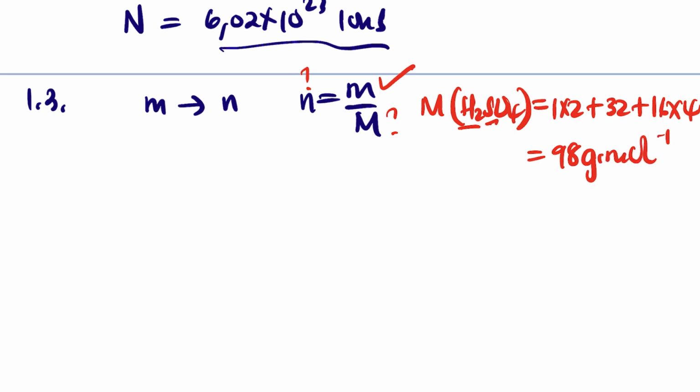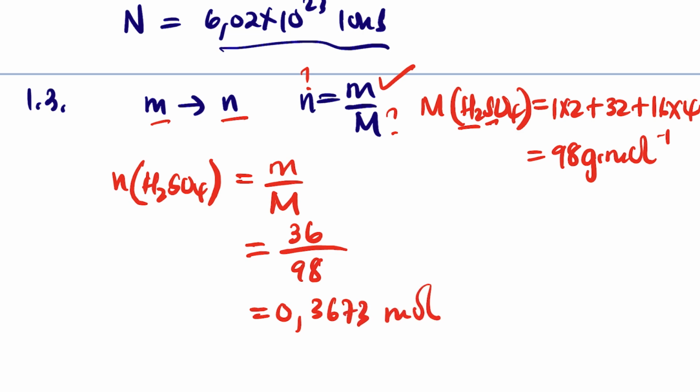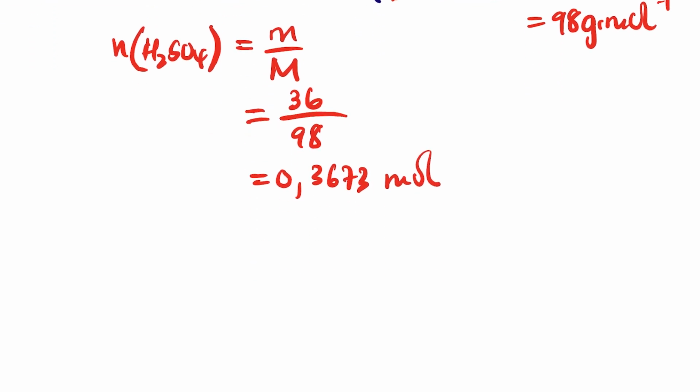So we go to that formula, converting the mass into moles. Number of moles is equal to mass over molar mass. It's very important to put that this number of moles is for the sulfuric acid. The mass there is 36, we divide by 98. 36 divided by 98 is 0.3673 mole. I did not round off because I haven't reached the final answer.